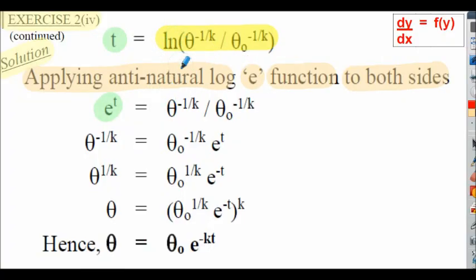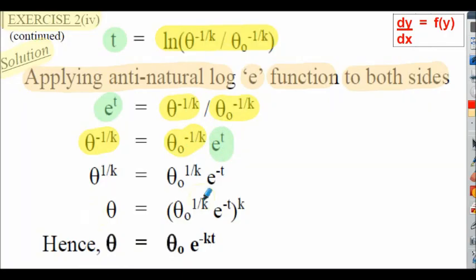e cancels with the ln to leave us with theta to the negative 1 upon k divided by theta naught to the negative 1 upon k. On the next line I simply multiplied throughout by theta naught to the negative 1 upon k. I'll just turn the equation around here. So I have theta to the negative 1 upon k is equal to theta naught to the negative 1 upon k multiplied by e to the power of t.